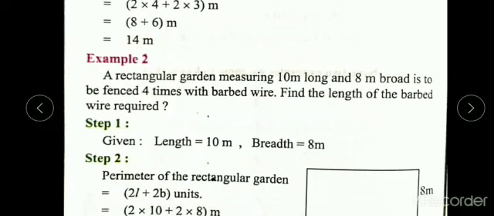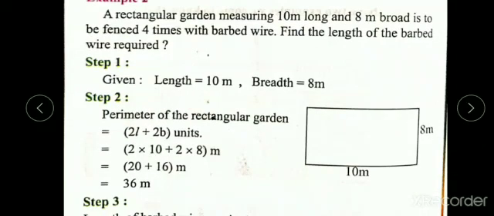A rectangular garden measuring 10 meter long and 8 meter broad is to be fenced 4 times with barbed wire. Find the length of the barbed wire required. So this is the second problem. So given is length is 10 meter and breadth is 8 meter.